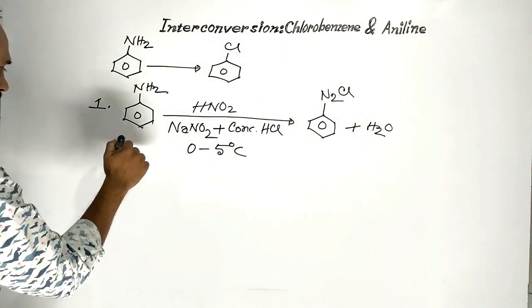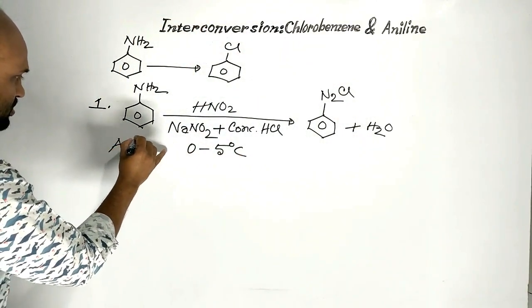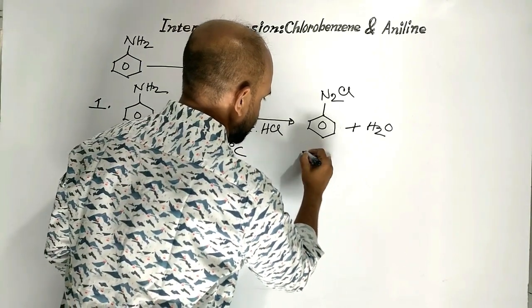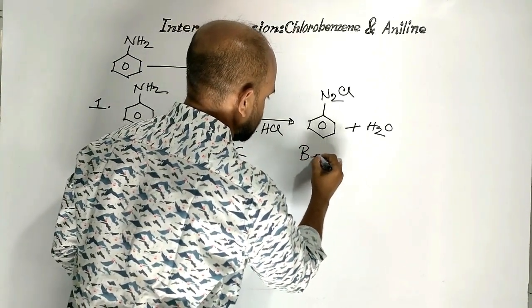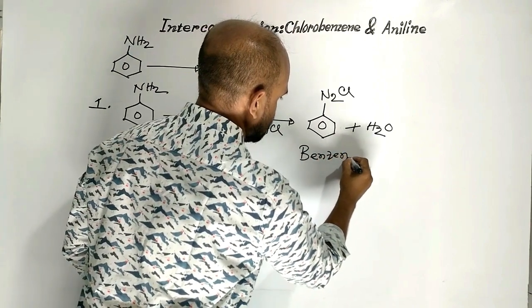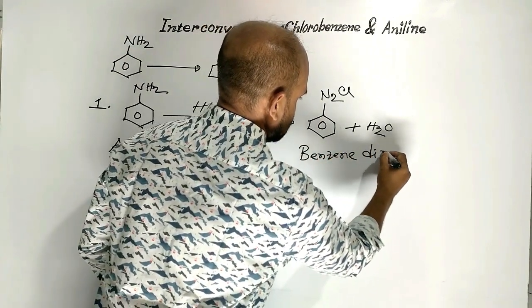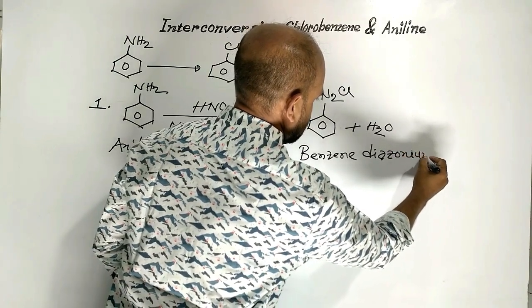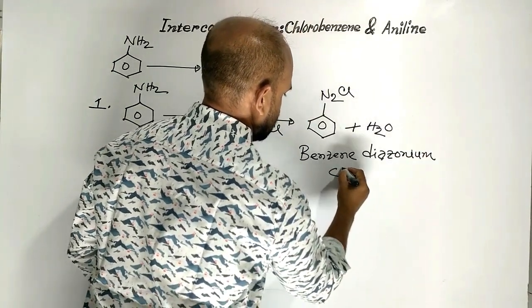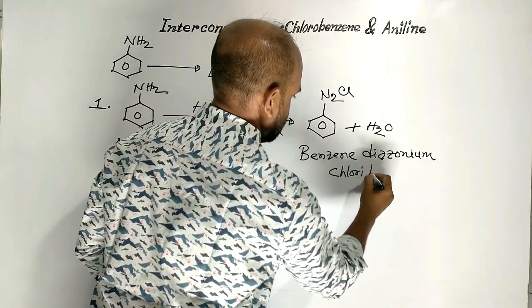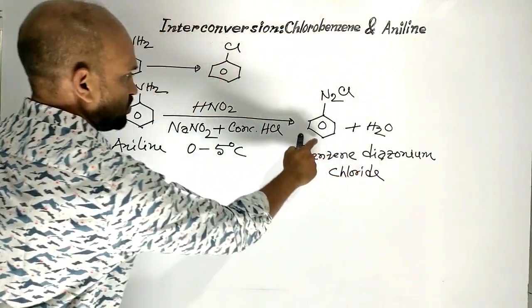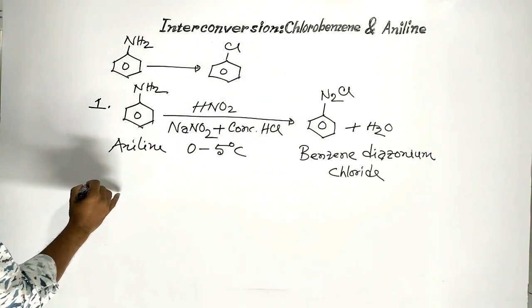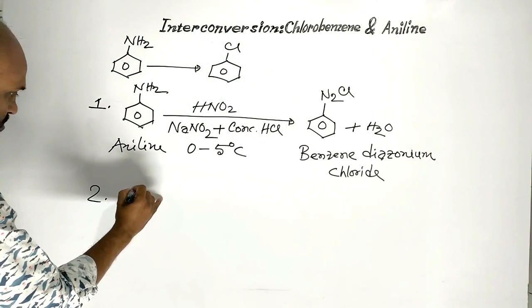So, this is aniline, from which we get benzene diazonium chloride. Benzene diazonium chloride is obtained from aniline. Step 2.